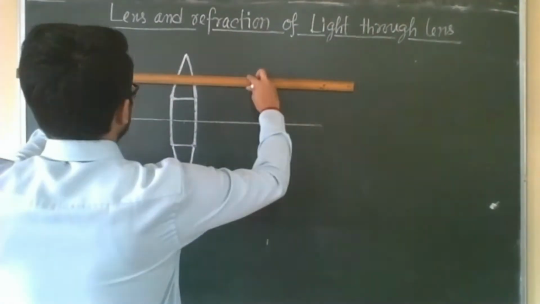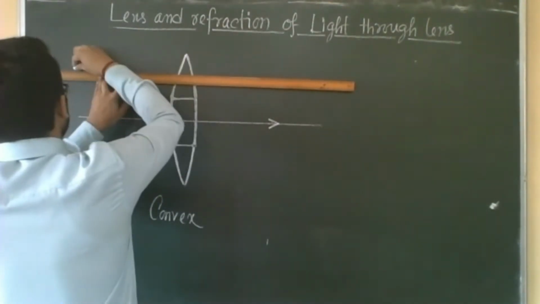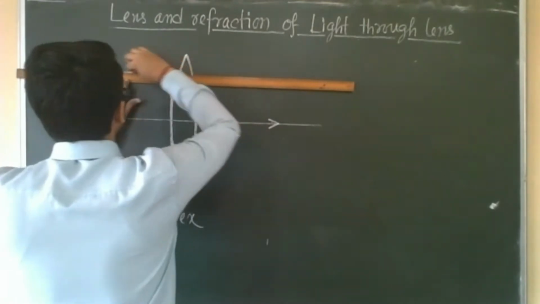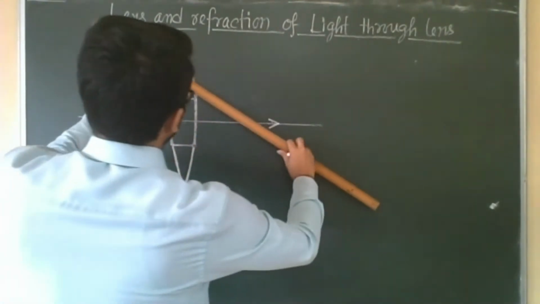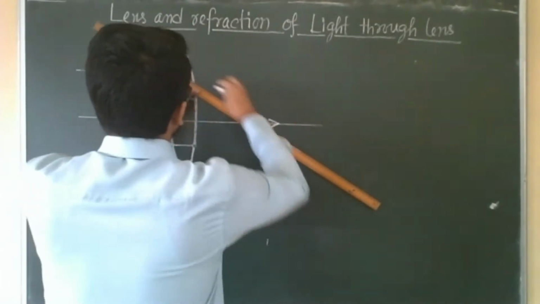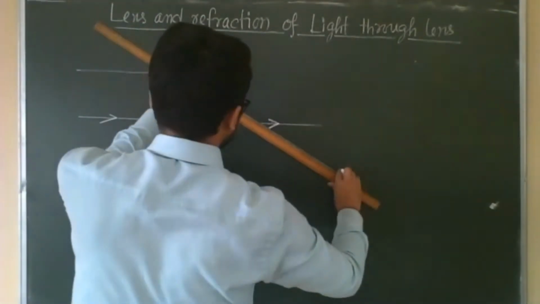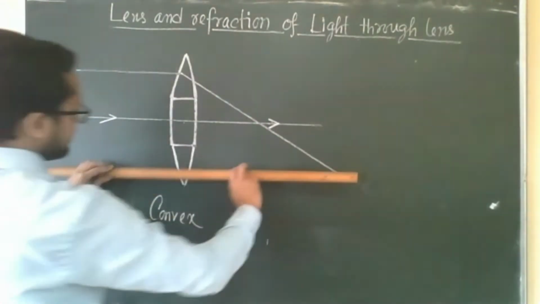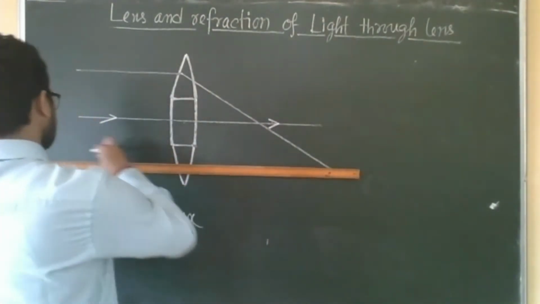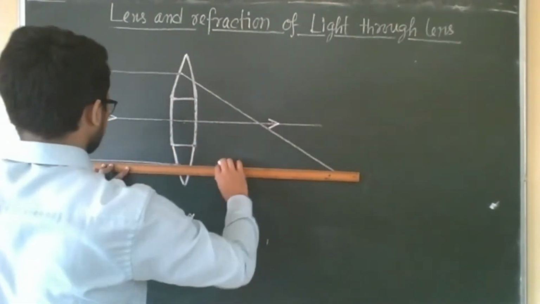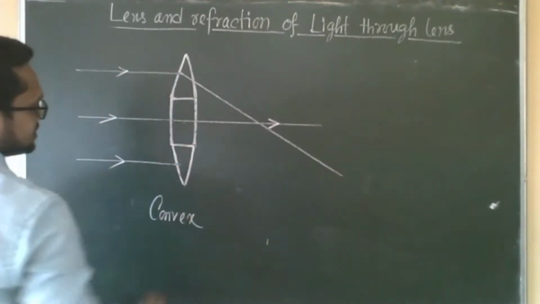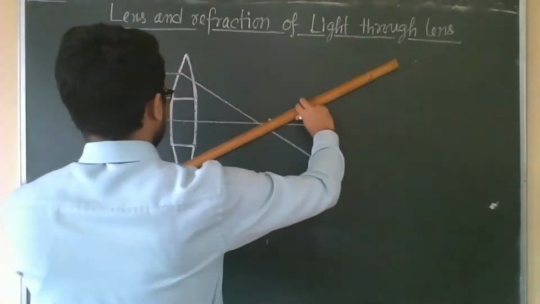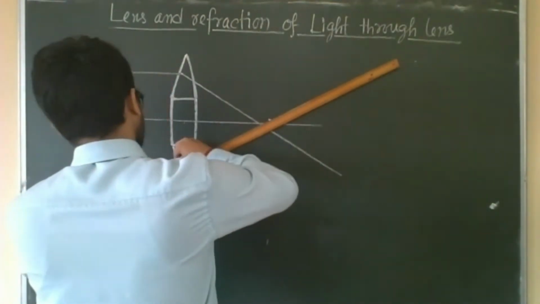Second ray I am taking on this prism, then what will happen? For a prism, rays always bend towards the base. The base is here down, so it will bend towards the base. Okay. And for this prism, the base is here. This one is the base. So again, it will bend towards the base.